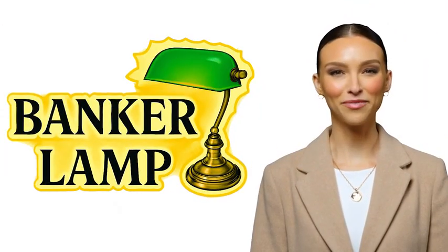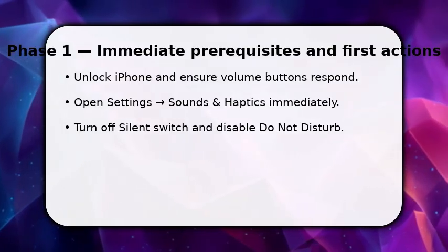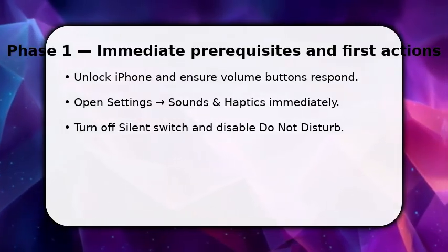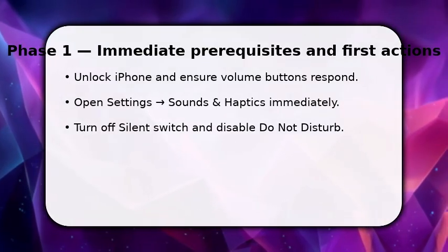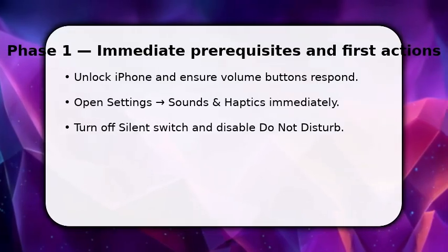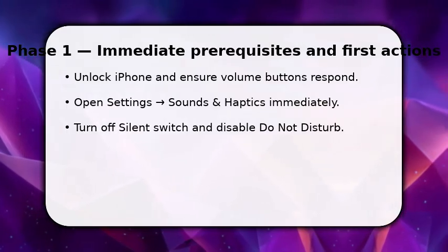Please enjoy the video. You begin by unlocking the phone and confirming the side silent switch is off. This ensures ringtones play. Now open Settings, then tap Sounds and Haptics. That screen controls call volume and ringtone selection. Once there, glance at the ringer and alert slider. This is the primary control.